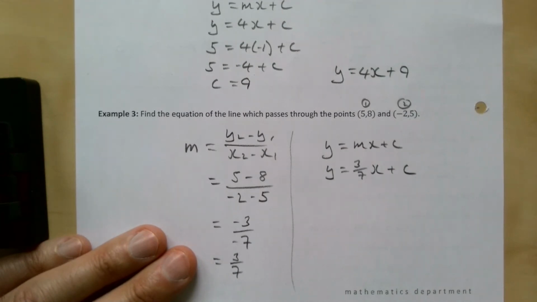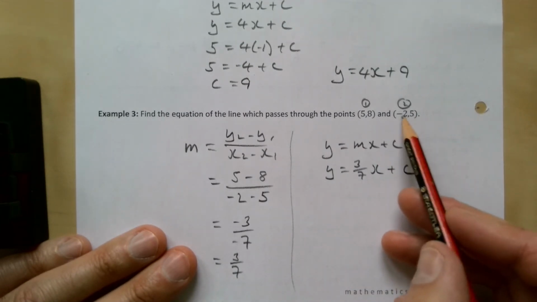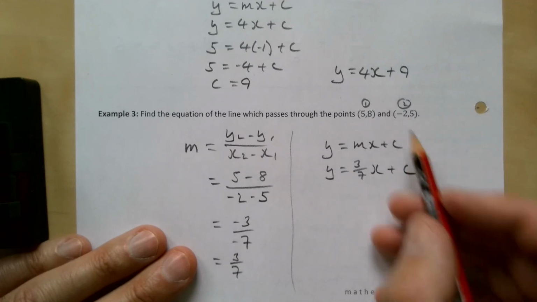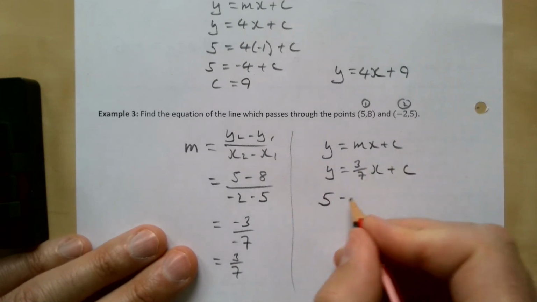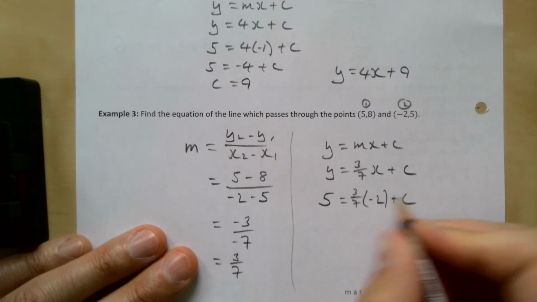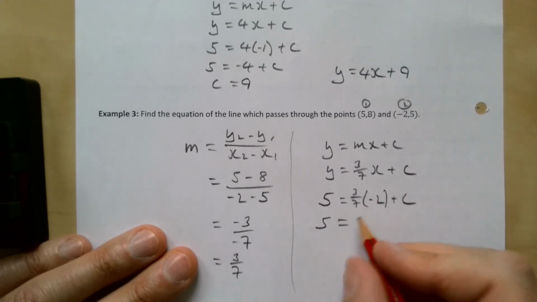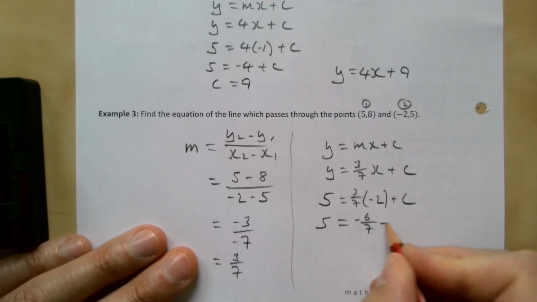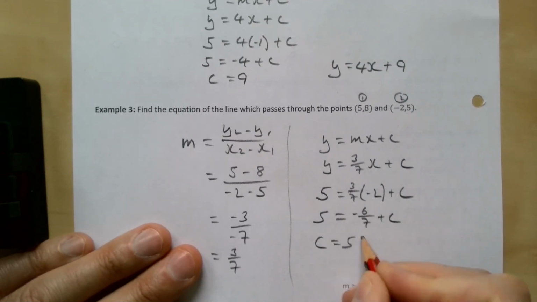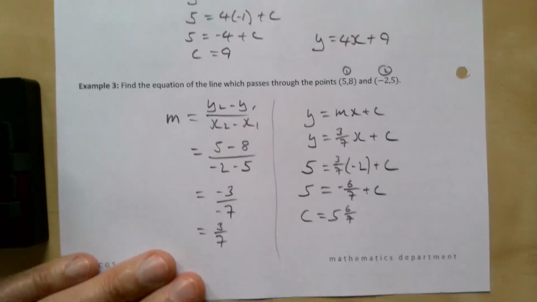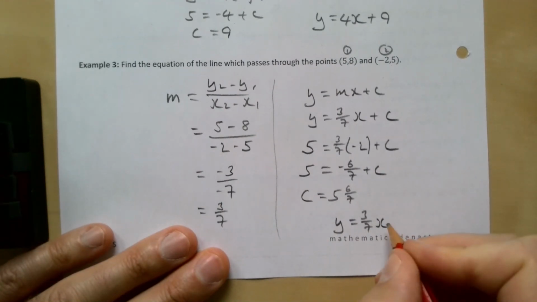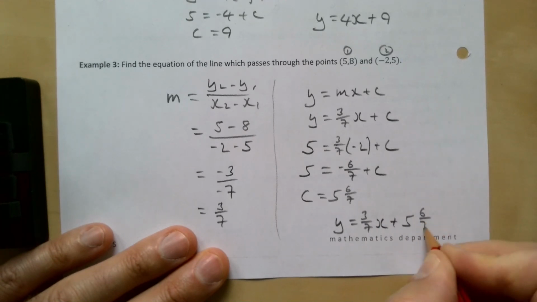I'm torn between which point to use, but let's take a look. We'll sub in the second one. You can either substitute in (5, 8) or (-2, 5). I like this one because there are no negatives, but these numbers are slightly smaller, so we're going to go with this. So 5, which is our y coordinate, equals 3/7 × -2 + c. 5 = -6/7 + c. We need to add 6/7 to both sides, so we get 5 and 6/7. So my final equation of this line is y = 3/7 x + 5 and 6/7.